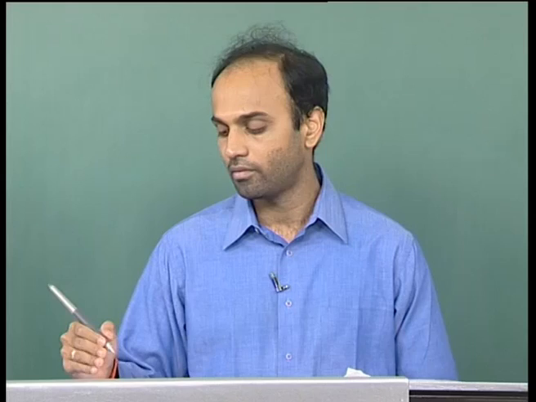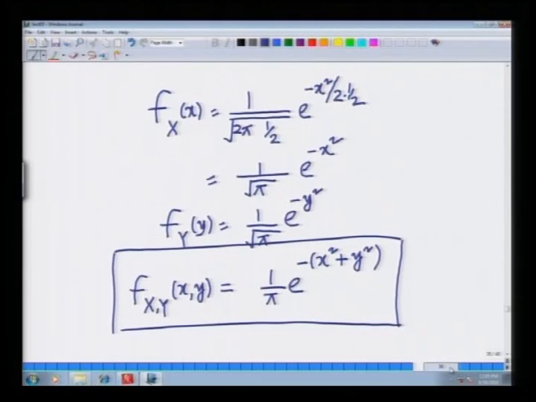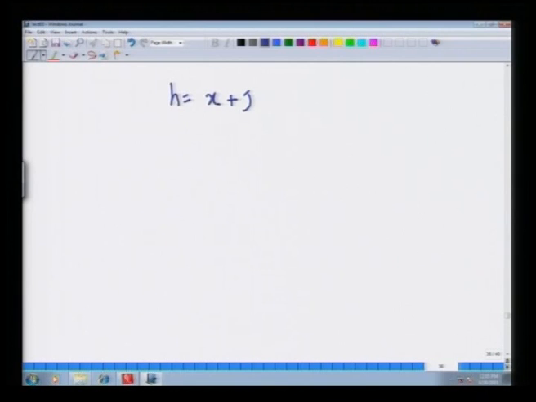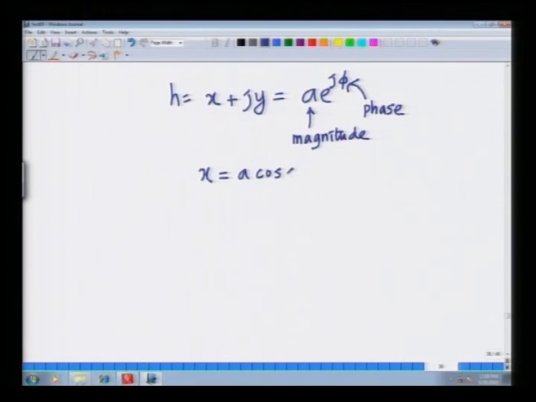All right. Now, what I want to do is modify this distribution in terms of x and y into A and phi, where A is the magnitude of the fading coefficient and phi is the phase of the fading coefficient. Remember, we wrote h as x plus j y, which can also be expressed as A e power j phi, where A is the magnitude and phi is the phase of the complex fading coefficient. Or in other words, x equals A cosine phi, y equals A sin phi.